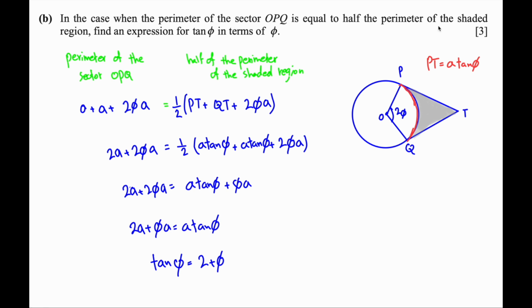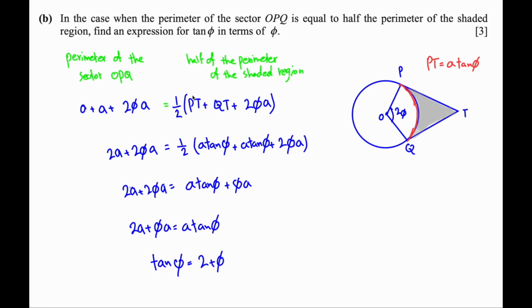In part B, I'm told that in the case when the perimeter of the sector OPQ is equal to half of the perimeter of the shaded region, find an expression for tan phi in terms of phi. Now, again, I'm going to use the information given to me in the question and start with it and see where it leads. So the perimeter of the sector OPQ is basically OP, which is the radius a, plus OQ, which is also the radius a, plus the length of this arc PQ, which is the subtended angle times radius. So that would be 2 phi a, as you can see here.